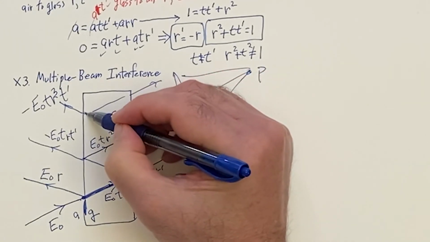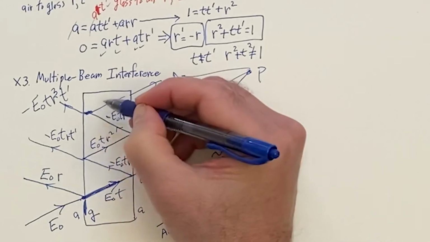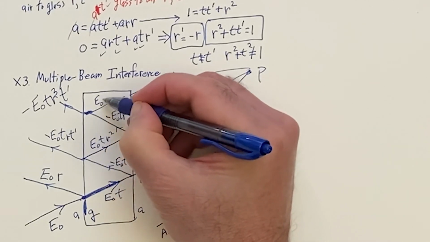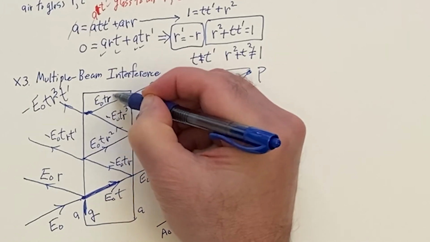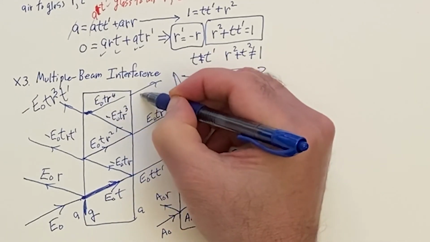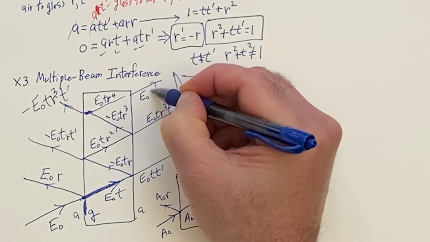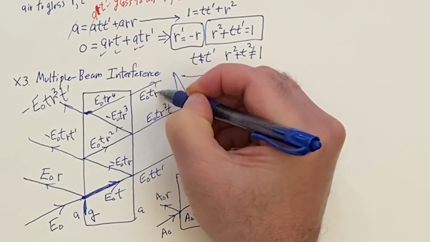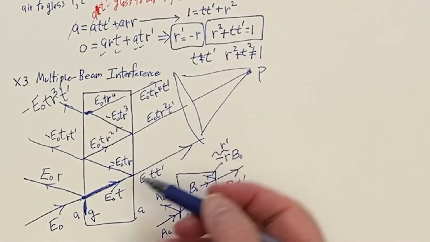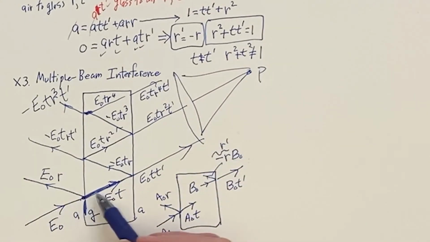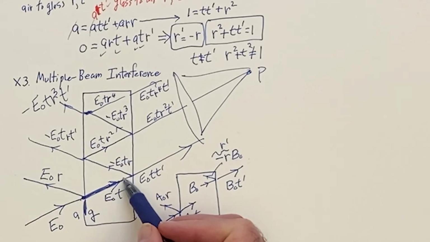This one's going to have another minus R, so this is going to be E naught T R to the fourth. And then this is going to be E naught T R to the fourth, and you slap the T prime on there. So let's check them. Here you have E naught coming in, you have E naught R going out, and E naught T going in this way.